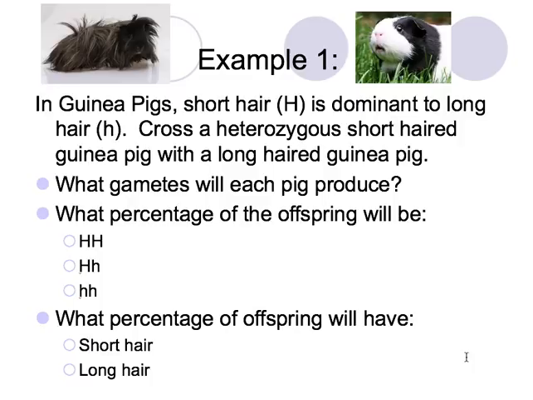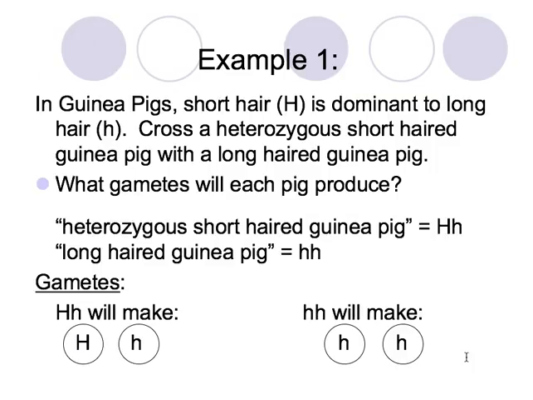So we have to decide first what gametes each one will produce, and then what percentage of the offspring will be big H, and what percentage will be little h. And then once we figure that out, we have to come up with the phenotypic frequencies. So what percentage of the offspring will have short hair and what percentage will have long hair. So how do we do that? First, let's tackle the first part of the problem.